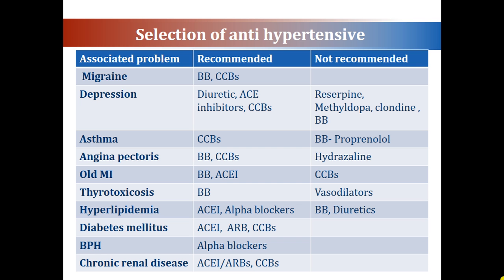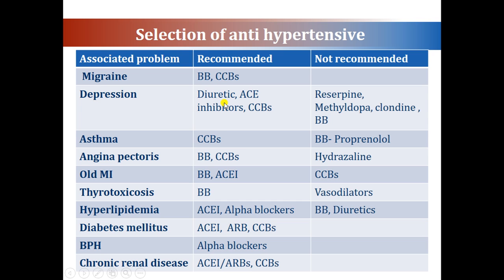Let's come to selection of antihypertensive drugs. Till now we have discussed A, B, C and D, the 4 classes of drugs. How to select an antihypertensive drug with compelling indication? If the patient is having associated problems like migraine, then beta blockers and calcium channel blockers are preferred drugs because they are helpful as prophylactics for migraine also.